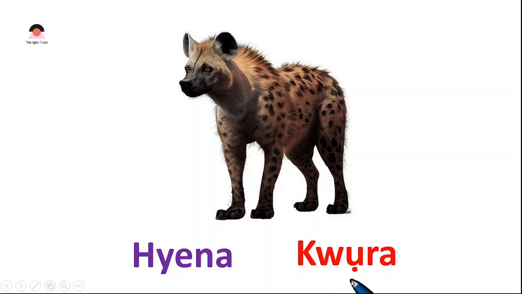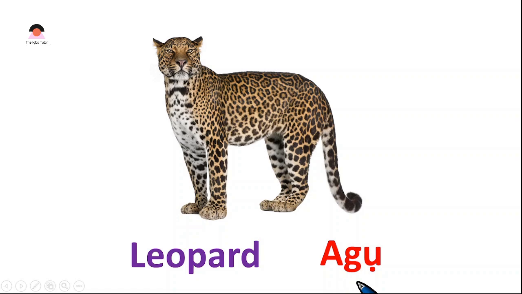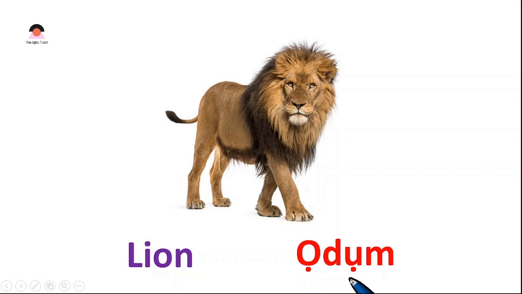We move to leopard. Leopard is called agu in Igbo language. Agu, that is leopard. And the next is lion. Lion is called Odum, Odum in Igbo language. Let's move on from here.